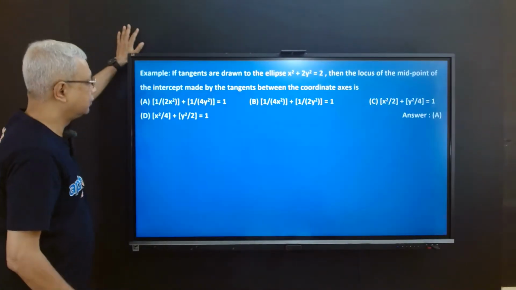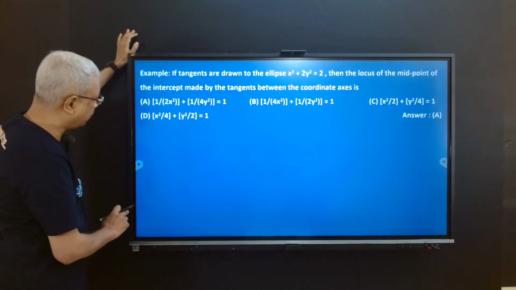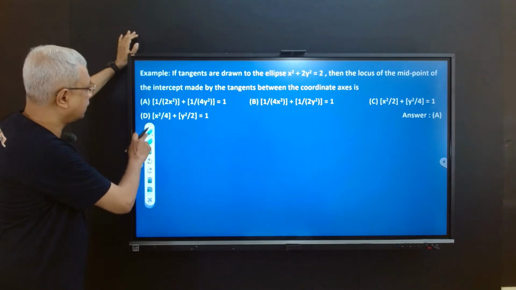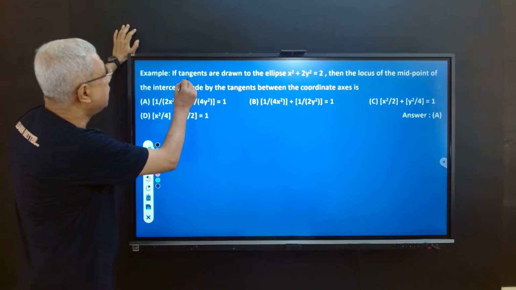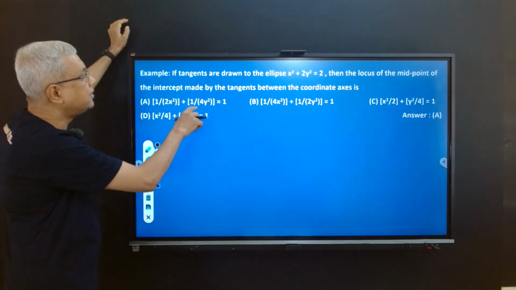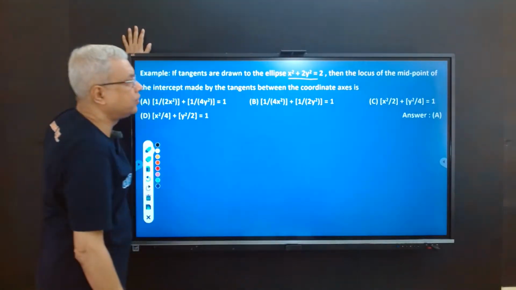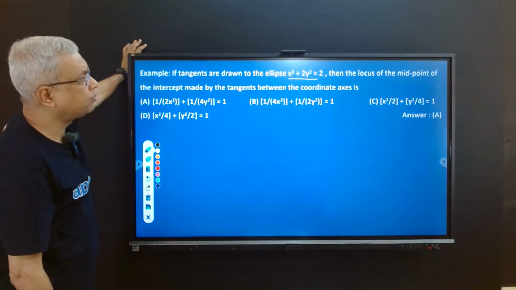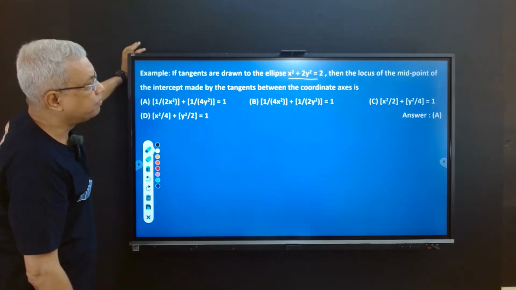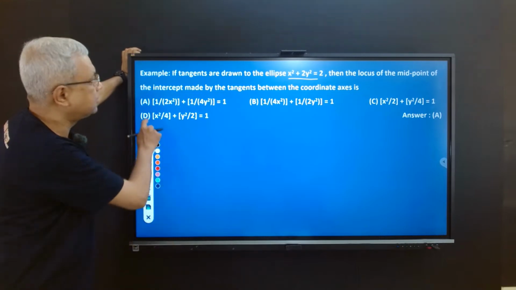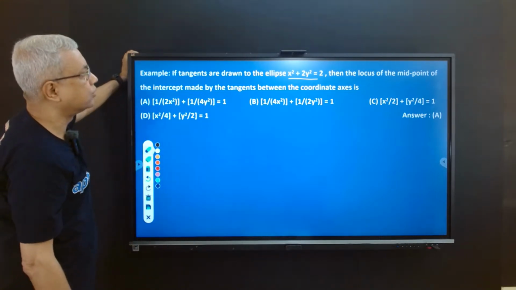So this problem we are going to consider. See the statement of the problem. If tangents are drawn to the ellipse x square plus 2y square equal to 2, then the locus of the midpoint of the intercept made by the tangents between the coordinate axes is. There are four options. Which one is correct? That we have to find out.